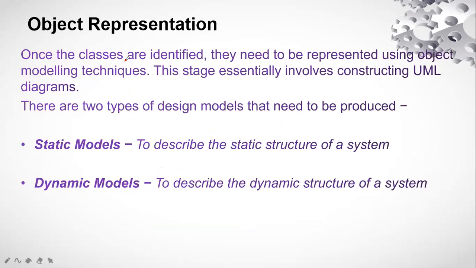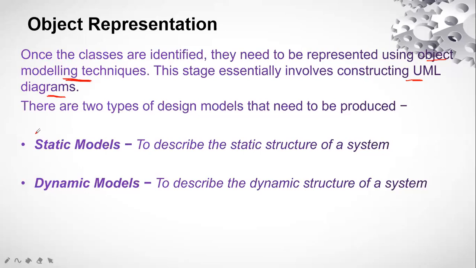Moving further, what is the second step? The second step is object representation. Once we have identified all the classes, we need to represent them using object modeling techniques. How are we going to do this? We are going to construct the UML diagrams. We have already studied all types of UML diagrams. So this is the point where we model these particular classes, right?